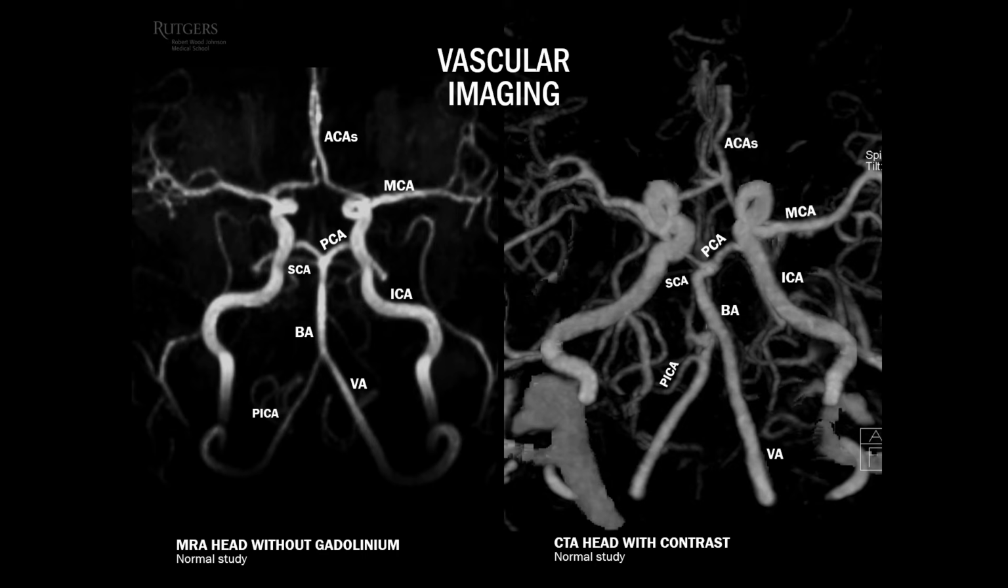The third option for vascular imaging is ultrasound, specifically transcranial Doppler and carotid ultrasound combination. But that modality is best used for confirmation or follow-up of known lesions because it's operator dependent and it can only visualize certain portions of the vessels and not the whole vascular tree.